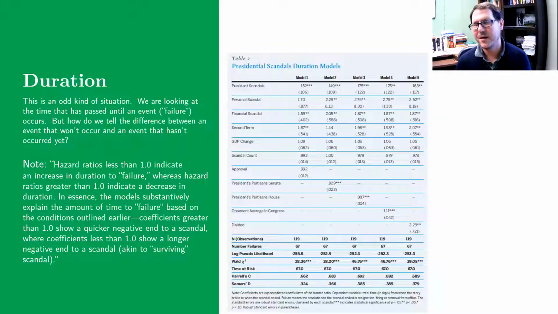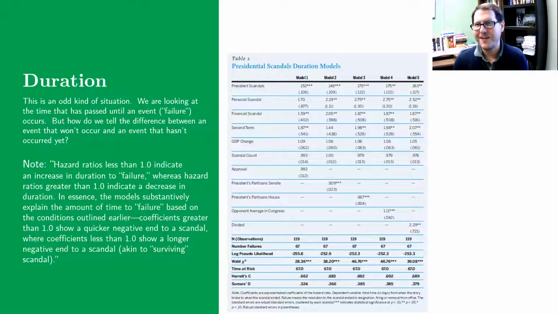And so let's say that President Joe Biden nominates somebody for Health and Human Services, and that person has a scandal of some kind. If it's a personal scandal or a financial scandal or whatever, once that's reported, how many days go by until that person resigns their position? That's what we're looking at here.